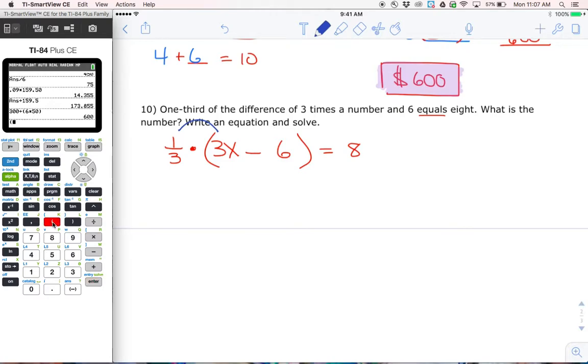We've got 1/3 times 3x. Remember, you can use parentheses or whichever you like better. We're getting 1, so that's 1x. Then 1/3 times -6, which is -2. And this is equal to 8. All I have to do is get rid of the 2, and I've got 1x, or just x, we don't need the 1, is equal to 10.